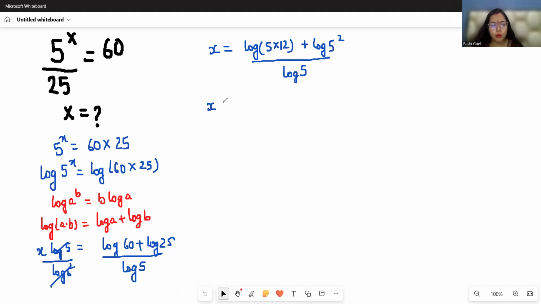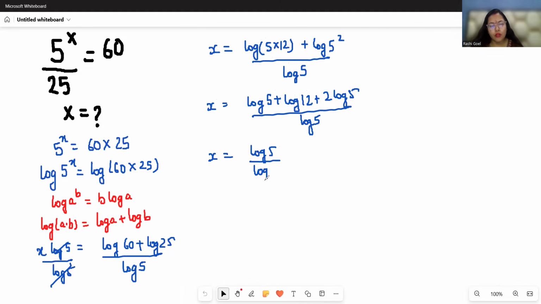Again, I'm using both the identities. So it becomes log 5 + log 12 + 2 log 5, divided by log 5. So x is equal to log 5 by log 5 plus log 12 by log 5 plus 2 log 5 by log 5. So this will cancel out.